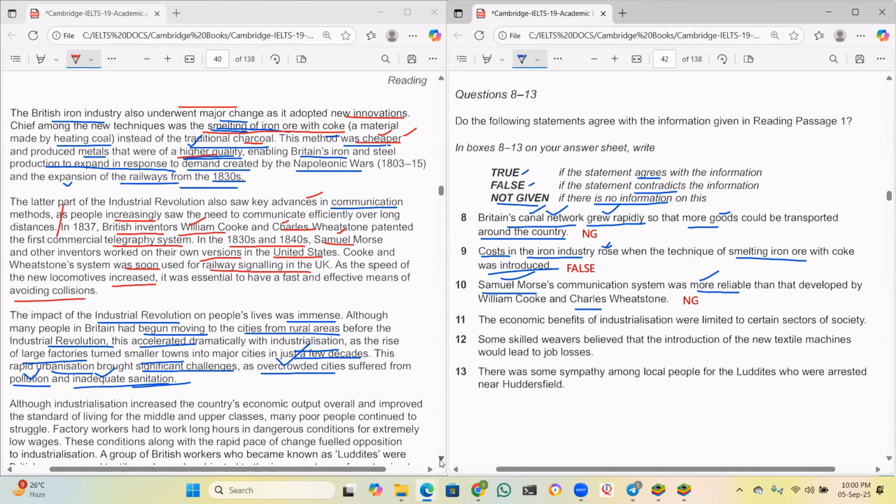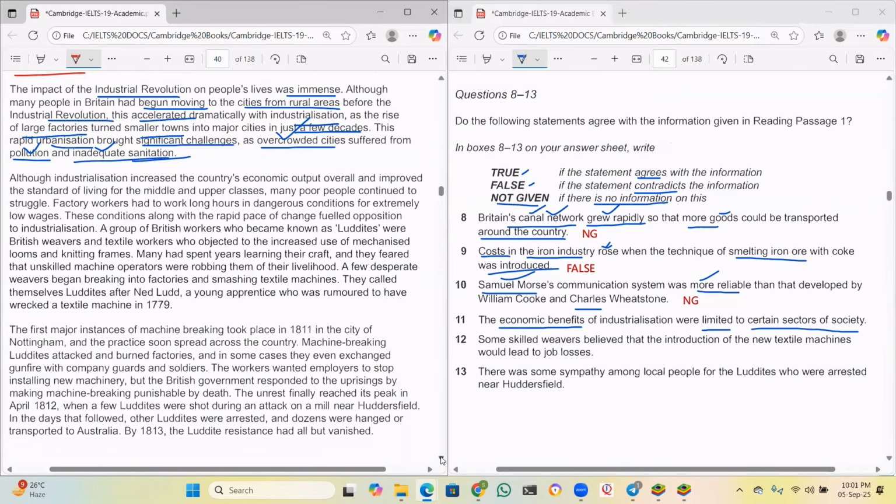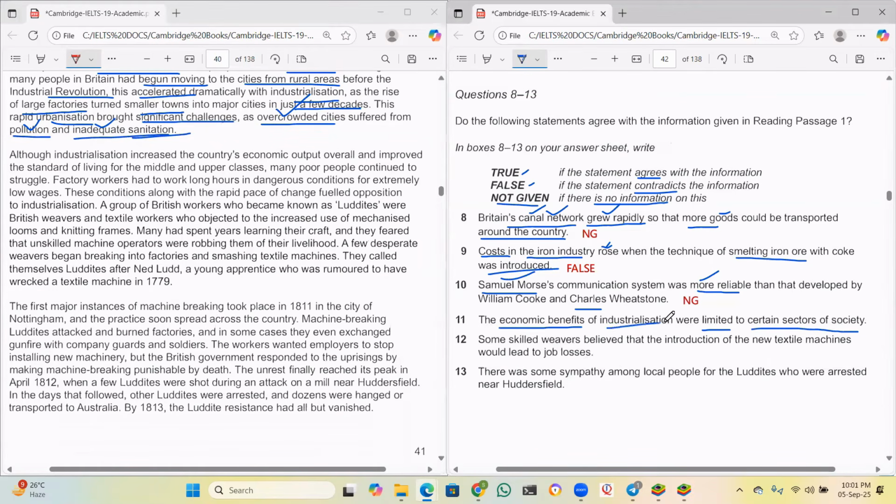Right. Let us move to the 11th question. The economic benefits of industrialization were limited to certain sectors of the society. So he's talking about economic benefits and they were limited, means restricted to some sections of the society. Let us read industrialization, right? So in the next para itself, we have industrialization. So let us read this one, okay?